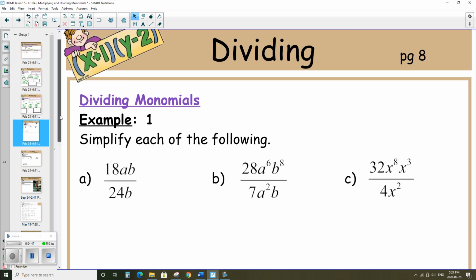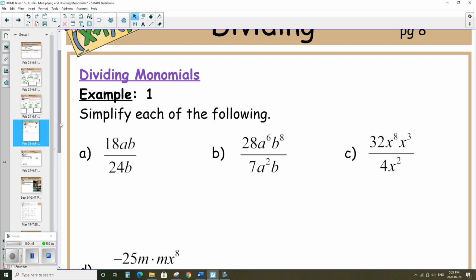All right, some examples for dividing monomials. Simplify each of the following. So you want to see if you can reduce these first. What's a number that you can divide 18 by and 24 by? We want these in lowest terms. So I can divide this by 6 and divide that by 6. 18 divided by 6 will give me 3, and 24 divided by 6 is going to give me 4. Okay, so I've simplified the values first.